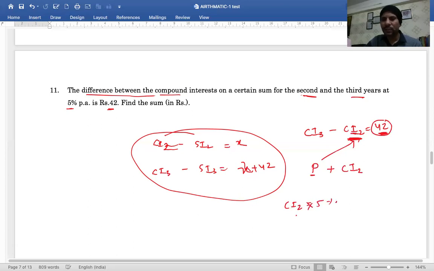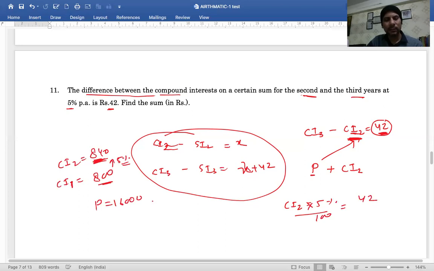5% of CI2 equals 42. So the interest of second year will be 5% of this. We solve this and it becomes 840 rupees. If this is the interest of second year, then the interest of first year should be 800, because this should be 5% more than this. And this is again 5% of the principal. So the principal should be 16,000.